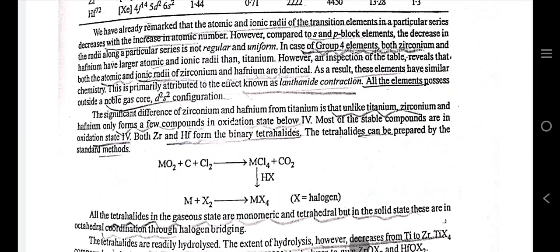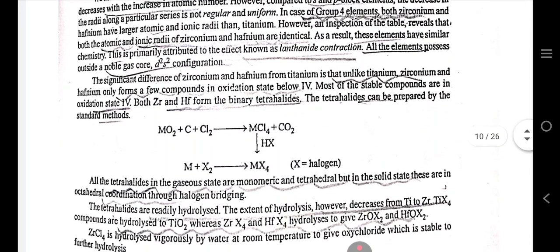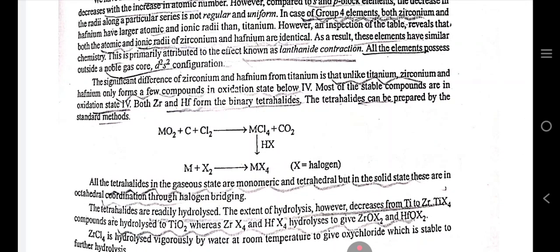We have already remarked that the atomic and ionic radii of transition elements in a particular series decrease with the increase in atomic number. However, compared to s and p block elements, the decrease in the radii along a particular series is not regular and uniform. In case of group 4 elements, both zirconium and hafnium have larger atomic and ionic radii than titanium. However, an inspection of the table reveals that both the atomic and ionic radii of zirconium and hafnium are identical. As a result, these elements have similar chemistry. This is primarily attributed to the effect known as lanthanide contraction.